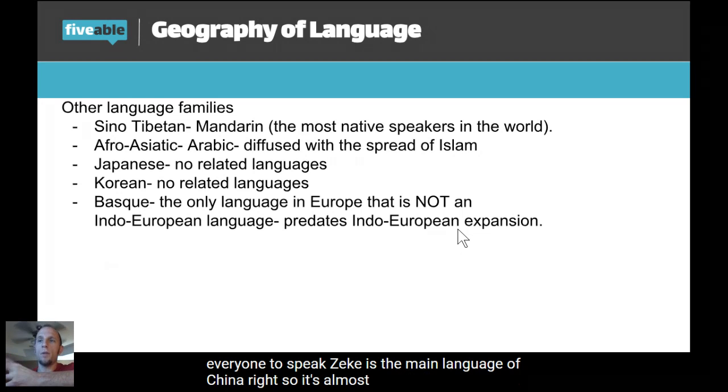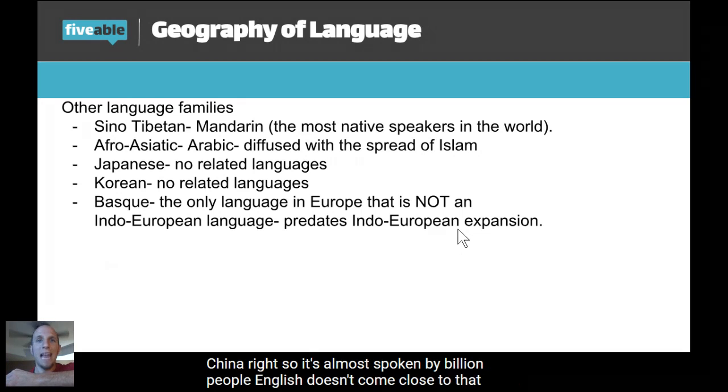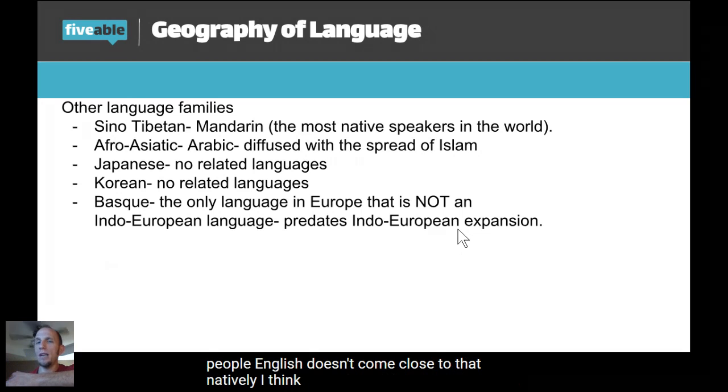So it's spoken by almost 1 billion people. English doesn't come close to that natively. I think Portuguese and Spanish are the next 2 on the list. They don't come close to that. Arabic doesn't come close to that natively.